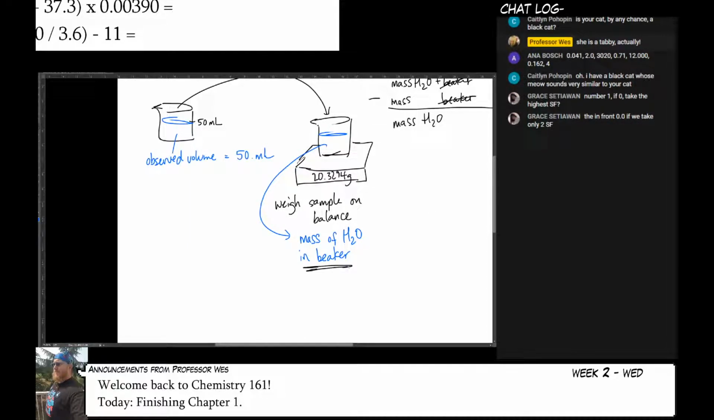Once you know the mass of the H2O in the beaker, you already know the density of the water. You know the mass of the water, and you know its density. You could solve for the volume, and the volume that you get will be the volume from a calculation. This is what we would consider to be the actual volume. So you thought it was 50 because you poured it out and measured it against a line, but in reality, it was whatever this is.